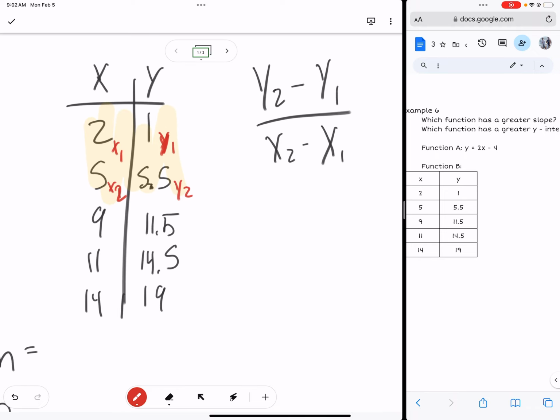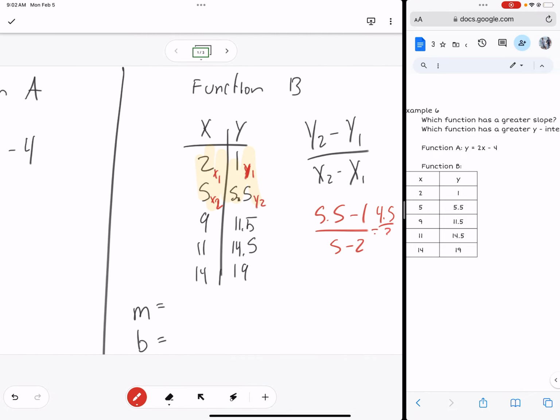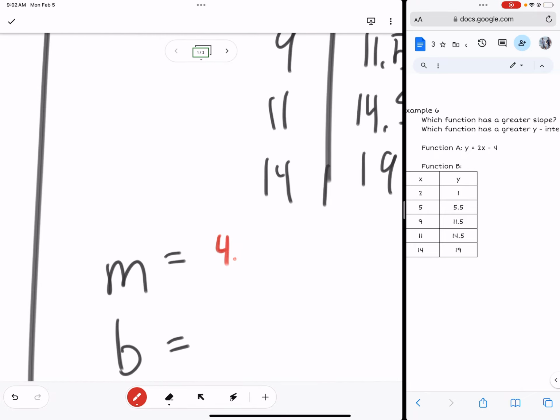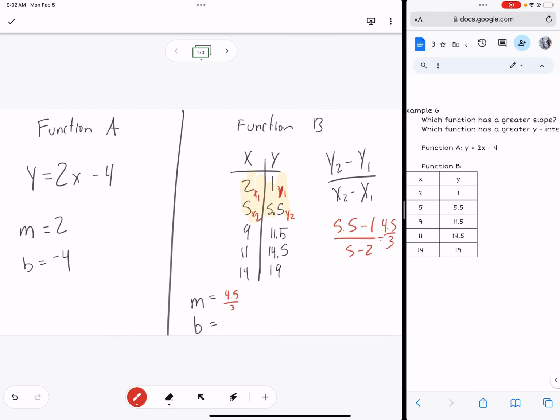All right, so Lillian, when you plug it all into the equation, y equals 4.5 and x equals 3. So you have 5.5 minus 1 over 5 minus 2, which equals 3. So you're going to get 4.5 over 3. My slope is 4.5 over 3. So right off the bat, function A or function B, which one has a greater slope? Function A has a greater slope, right?